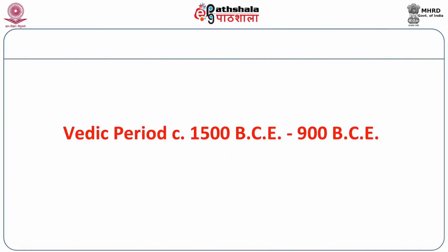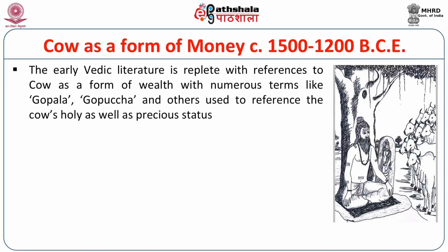Now we look at the wider period of the Vedic era. This has been believed to be lasting from 1500 BC. It could have been earlier as well. As we know, the post-Harappan period dragged on from 1900 BC till we came into historical consciousness. And in the early Vedic period, there is literature which is full of references to the cow as a form of wealth. First are the numerous terms like Gopal, Gopuch, and others, like references to the daughter as Duhitri, one who milks the cow. So this gives us an idea of how important the cow was to the Vedic people.